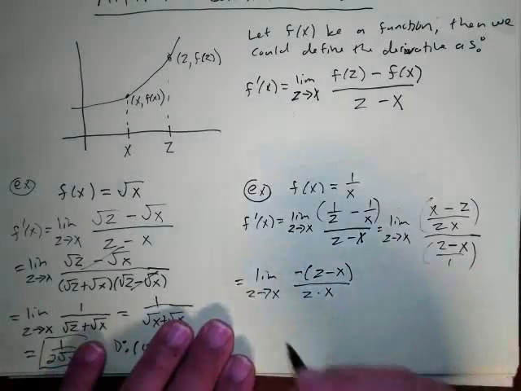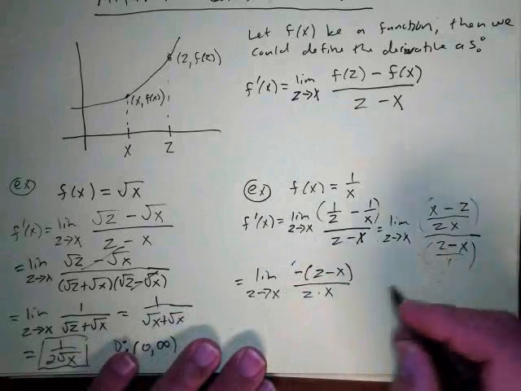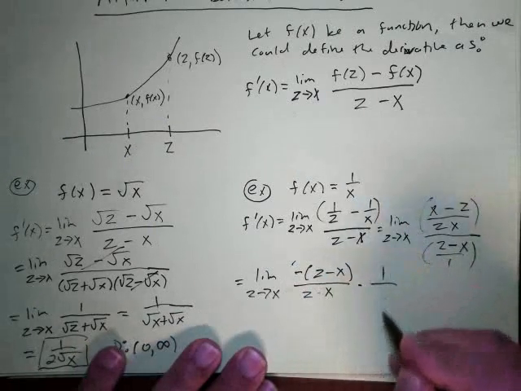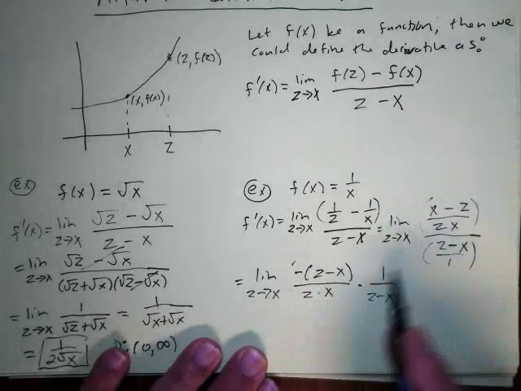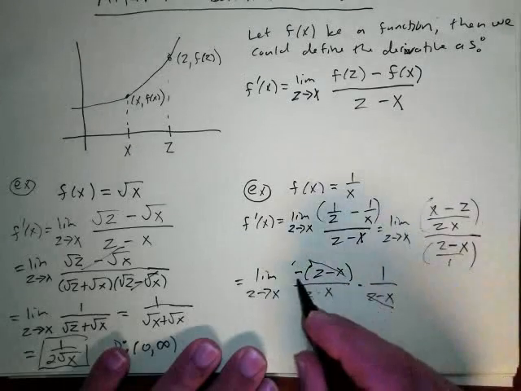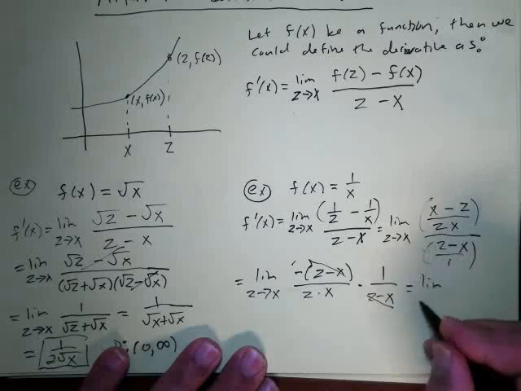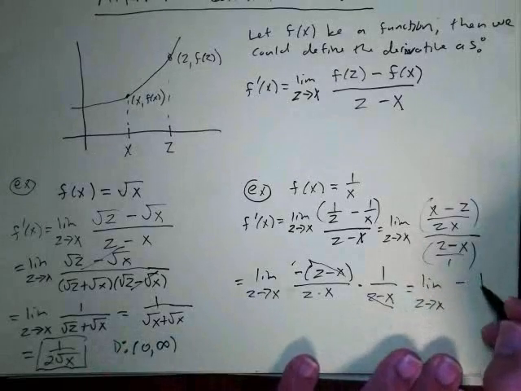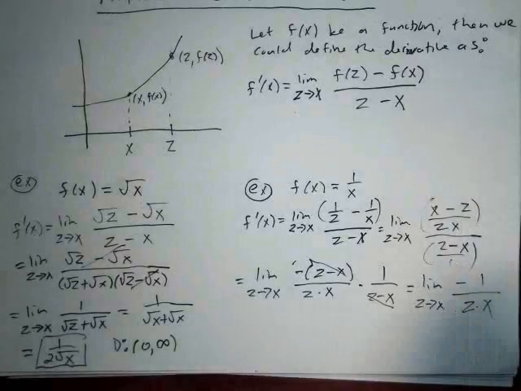Okay. And that's the top here. But then I'm going to invert and multiply the bottom here. So this is 1 over z minus x. And now you can see why I commuted that around. So I can cancel this factor out, but you still have the negative 1. So this is the limit as z goes to x of negative 1 over z times x.